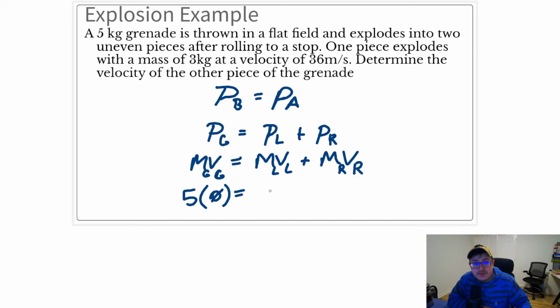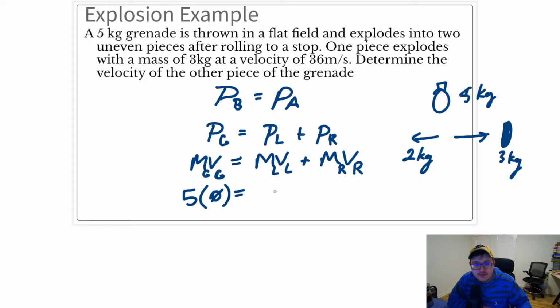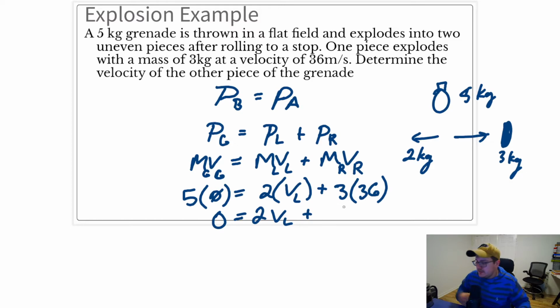Let's draw a picture now. I guess we should have drawn a picture to begin with. If I have a 3 kilogram piece going to the right, and we had 5 kilograms in total, then I have a 2 kilogram piece going to the left. So the mass of the piece going to the left is 2, and we're looking for its velocity. The mass of the piece going to the right is 3, with a velocity of 36 meters per second. So 0 equals 2 v L plus 36 times 3.